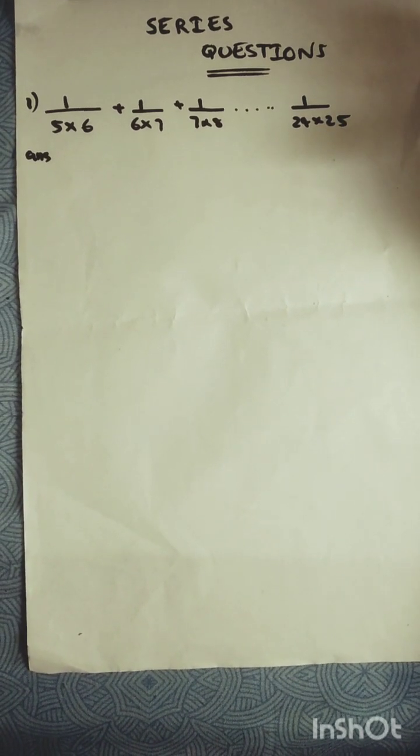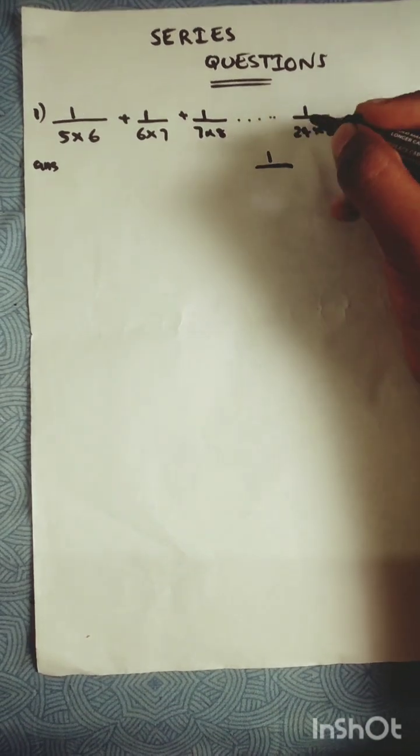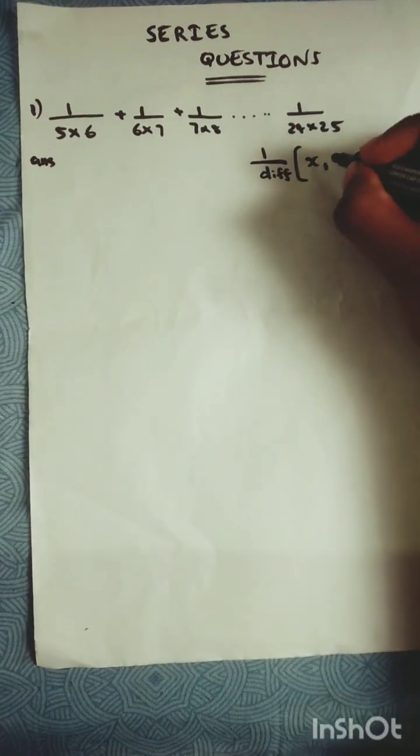So we can move on to the first question. 1 by 5 into 6 plus 1 by 6 into 7 plus 1 by 7 into 8 until 1 by 24 into 25. How can we solve these kinds of questions? There's an easy formula to solve any question like this: 1 divided by the difference between these numbers, into x1 minus xn. x1 means the first number of the series, and xn is the last number of the series.